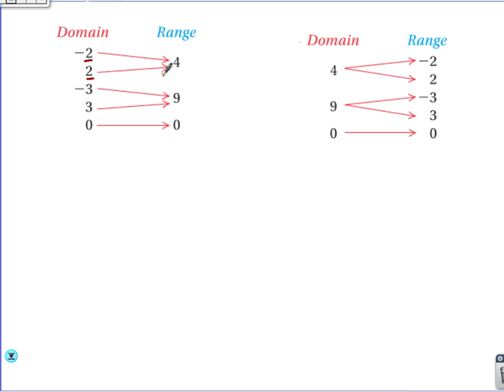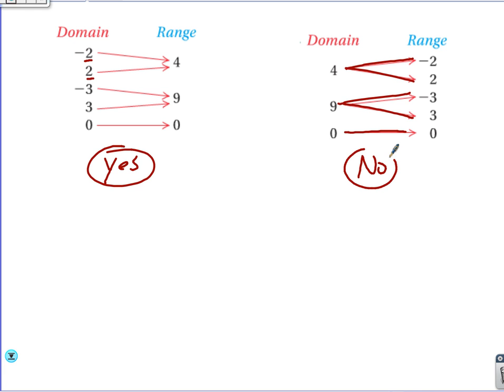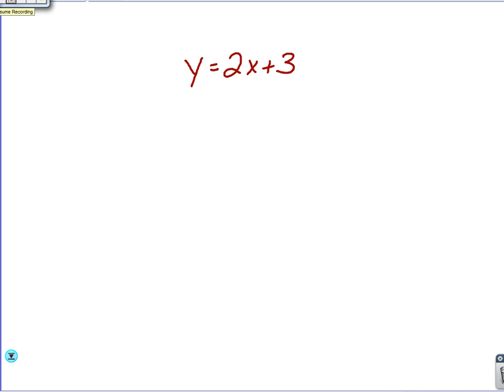Where we have issues is when you have an input that yields two different outputs. So this would actually, yes, be a function because each input is paired with only one output. Second one, we see right the opposite. Each input is actually paired with two different outputs. When you get 9, you get -3 or 3. 0, no, it's only paired with one, but anytime there's a single occurrence, no, that will not be a function.